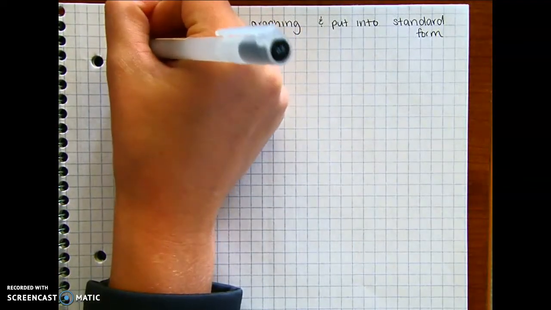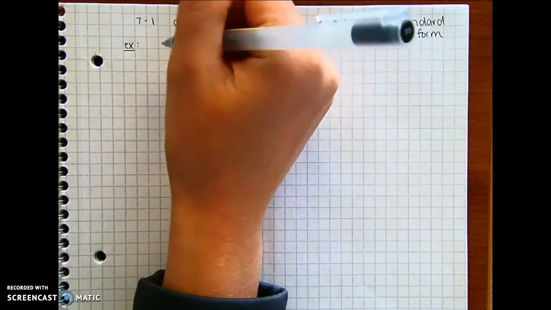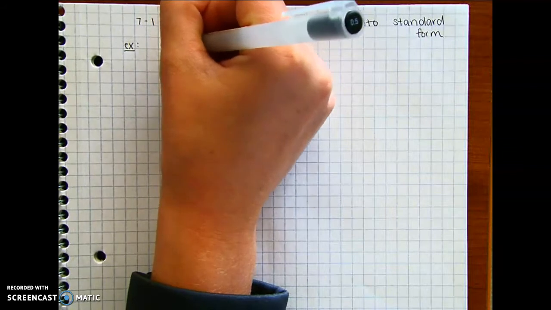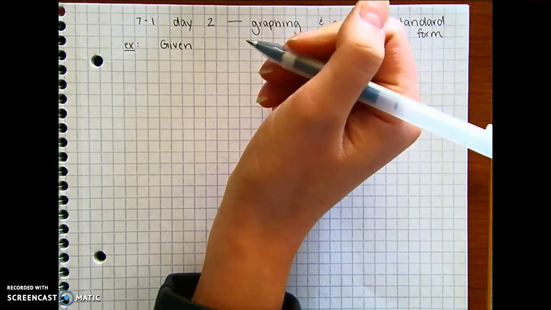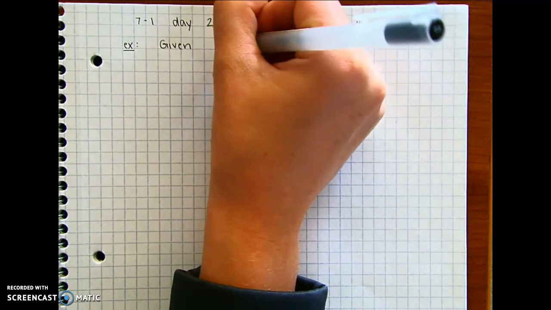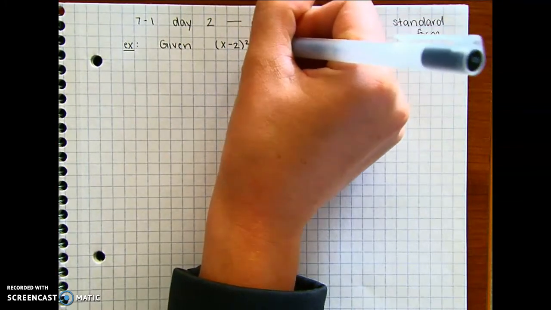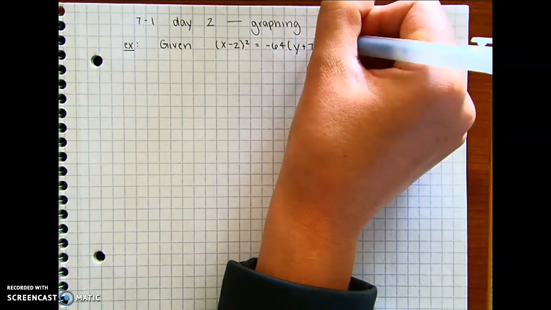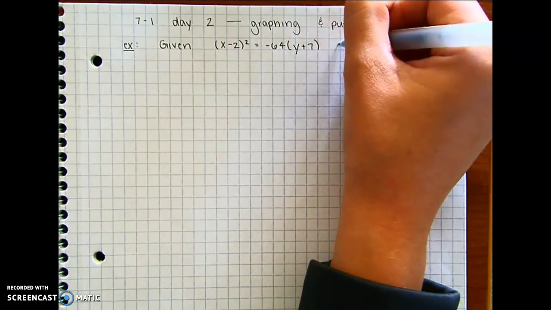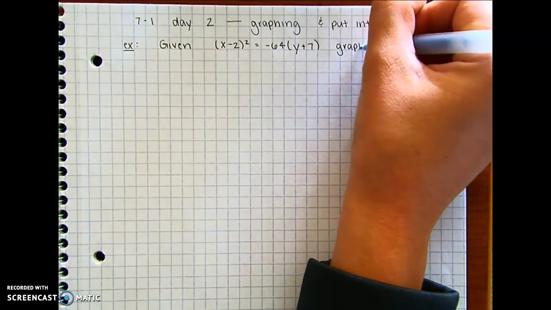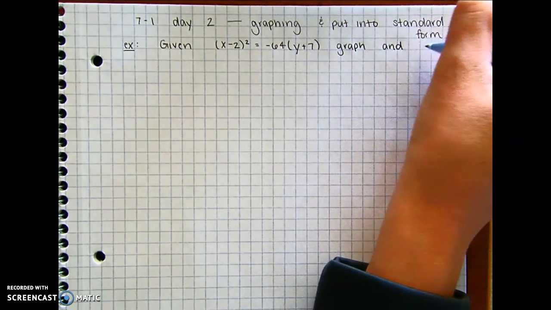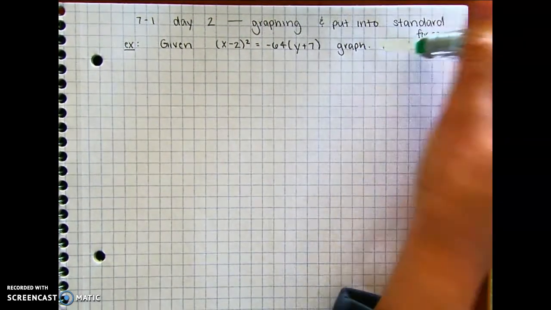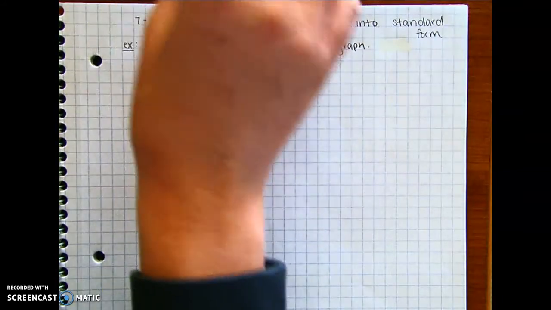So example, given (x minus 2) squared equals negative 64 times (y plus 7), graph. Don't know why I need to say given, but whatever.